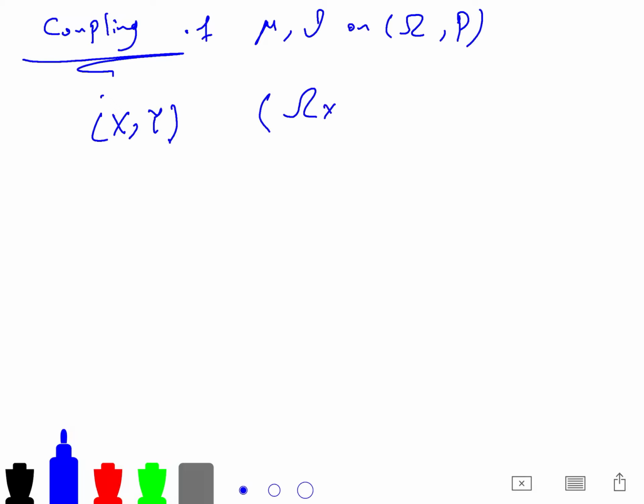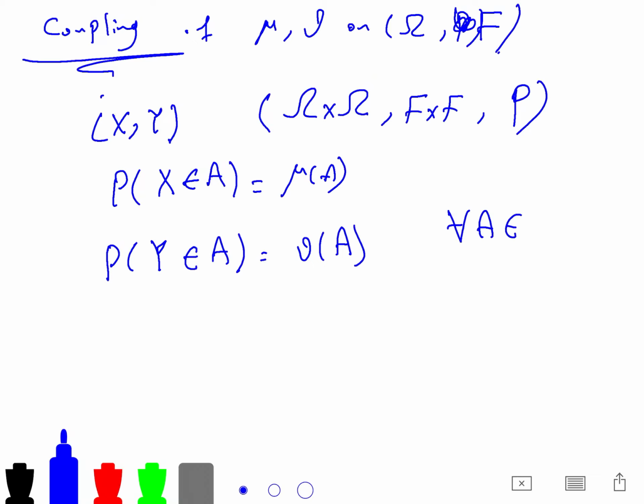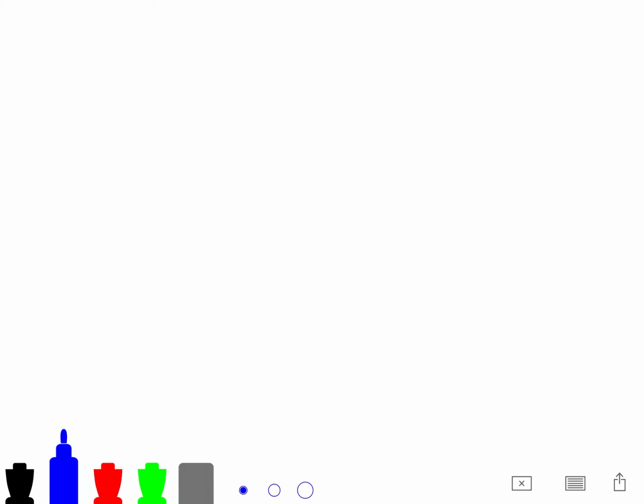On the probability space, now it is like this, F and F. I mean, your filtration is F, and you have a probability on this space. So the marginals coincide. I mean, the probability of X inside A is mu of A, and the probability of Y inside A is nu of A, for any A that you imagine. Let me give you an example.